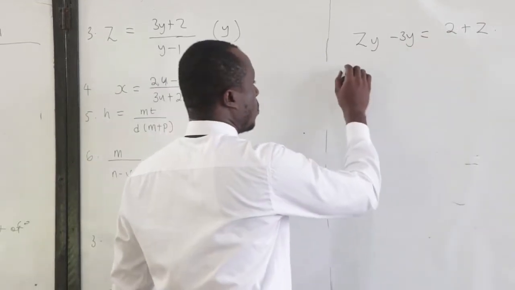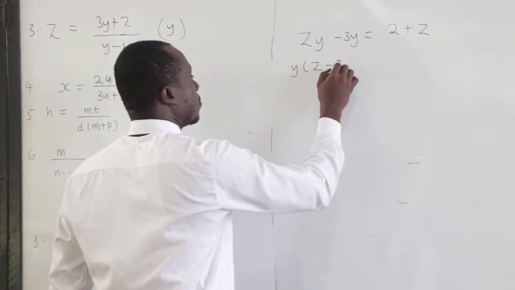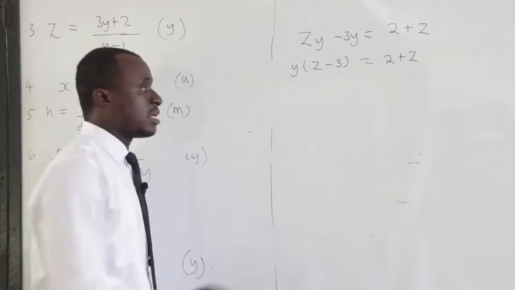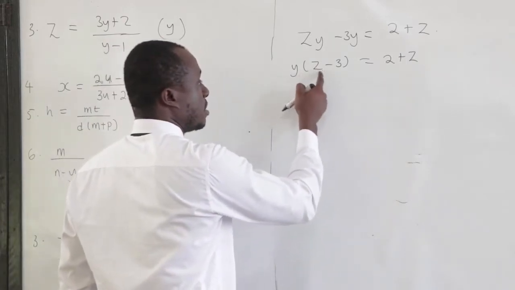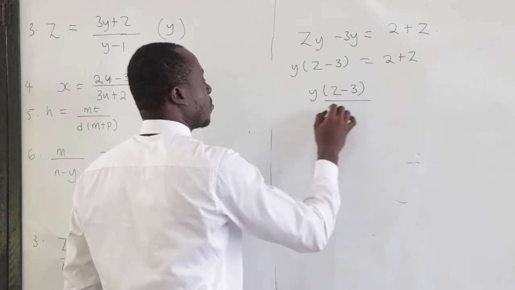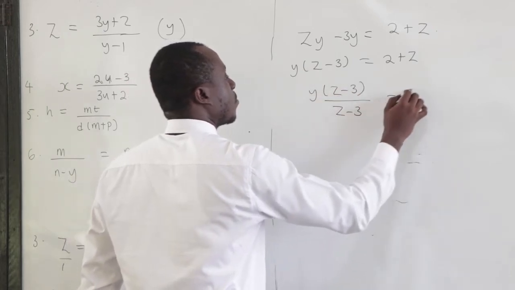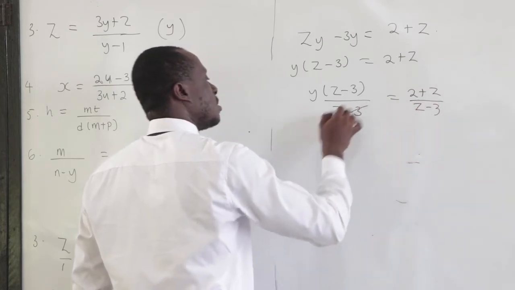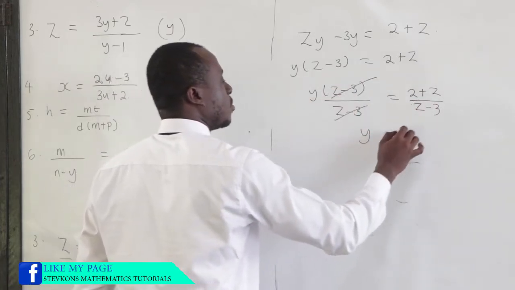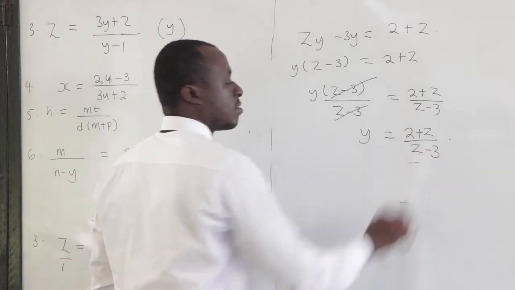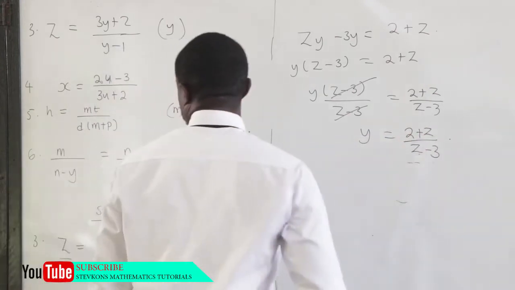There's Y, there's Y. We can factorize Y out. We want to make Y the subject. So we divide by what is multiplying Y, which is Z minus 3. Clearly, this is cancelling out that. So we have Y to be equal to 2 plus Z all over Z minus 3.